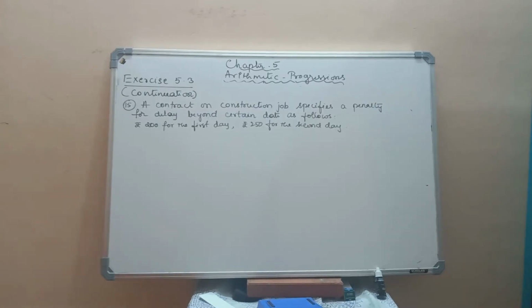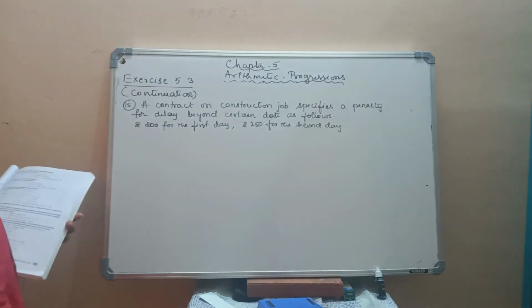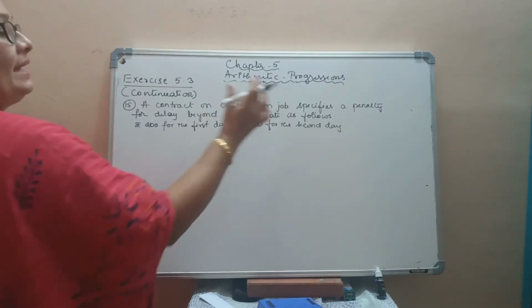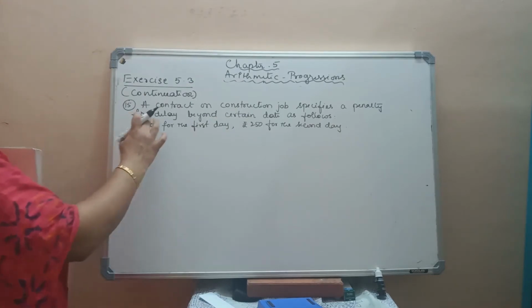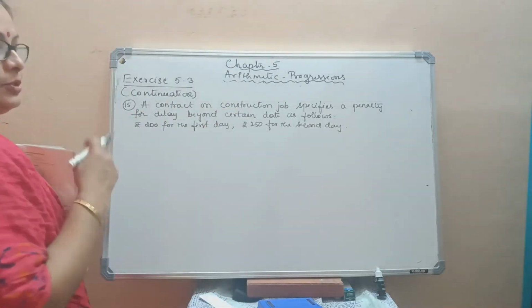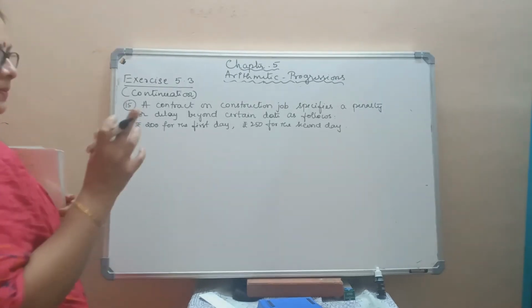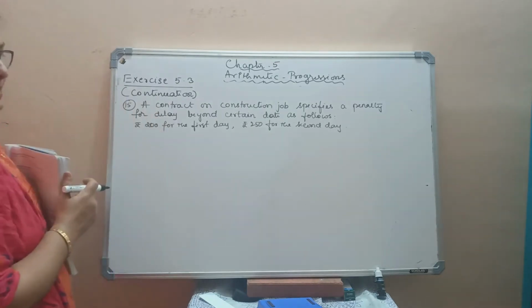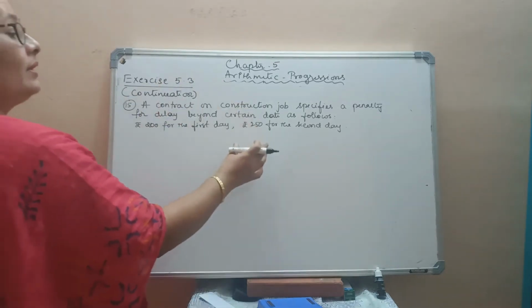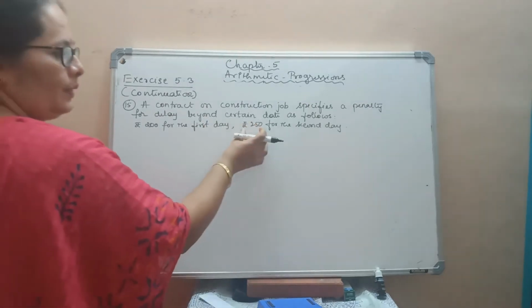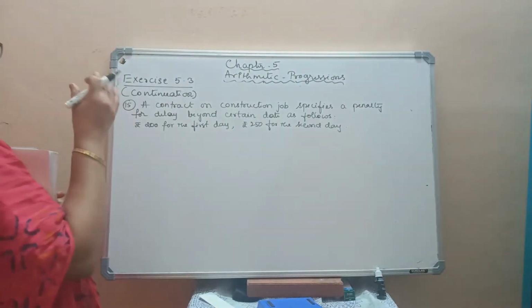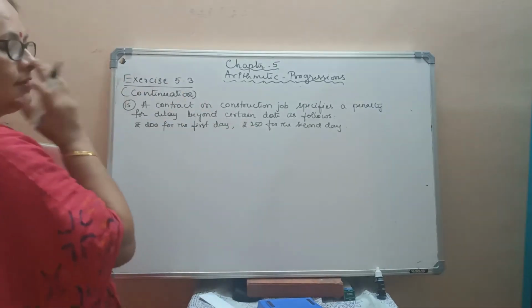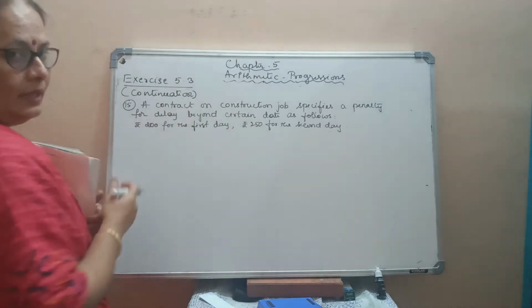Next, question number 15. A contract on construction job specifies a penalty for delay beyond certain date as follows. The penalty if they delay the job for 1 day is 200 rupees. Then for the next day, the second day, it will be 250 rupees. It means that the fine imposed on that particular job increases by 50 rupees.